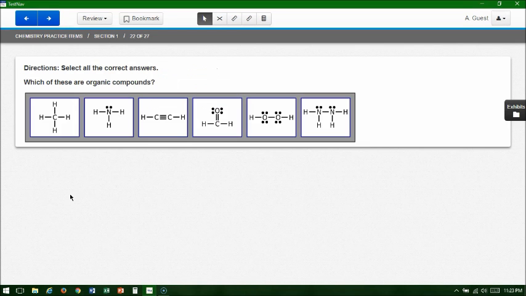Number 22, which of these are organic compounds? You should know, for the SOL test, when they say organic compound, they mean a compound that contains at least 1 carbon atom. So the first structure is organic. The second one is not, because there's no carbon. The third one and the fourth one are organic because they each contain carbon, but neither of these last 2 structures do. So the correct answer is, I've clicked the first and the third and the fourth box, and that's it. Those are all organic.